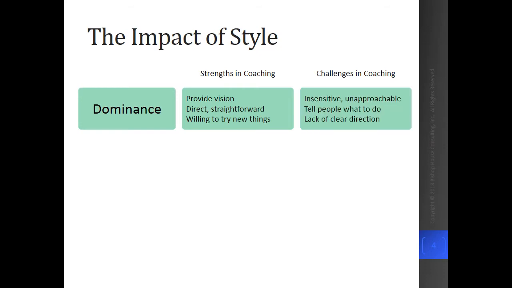Some of the challenge that dominant style may find in coaching others is with that faster pace, they may get impatient and they may want things done more quickly. They may be too direct at times with people and then become unapproachable. And moving so fast, sometimes there may be a lack of clear direction, so people may become confused at times. So those are some things the dominant style needs to pay attention to when they're coaching.